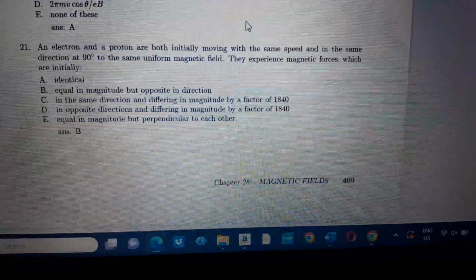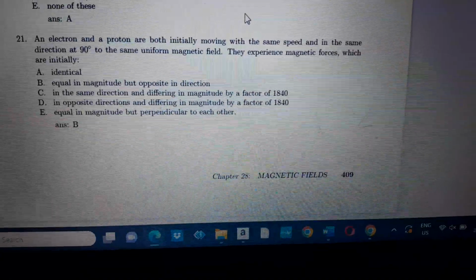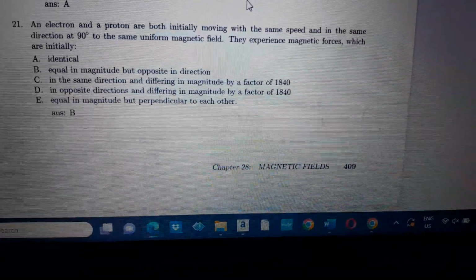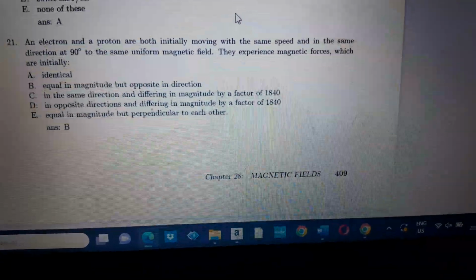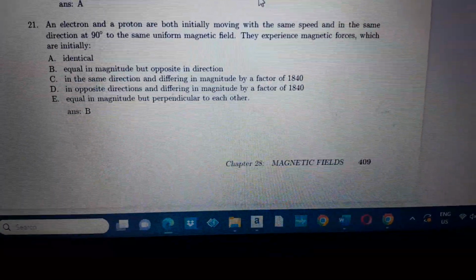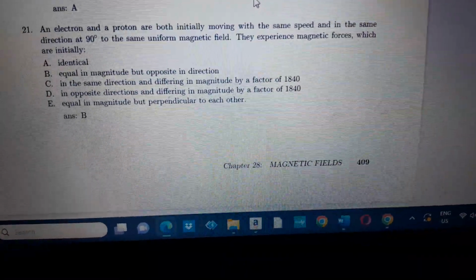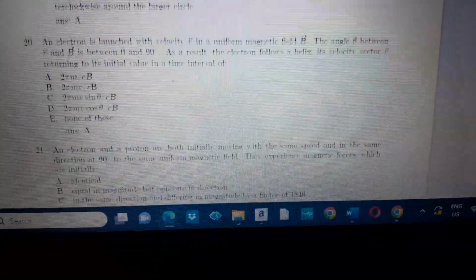An electron and a proton are both initially moving with the same speed and in the same direction at 90 degrees to the same uniform magnetic field. They experience magnetic forces which are initially equal in magnitude but opposite in direction.